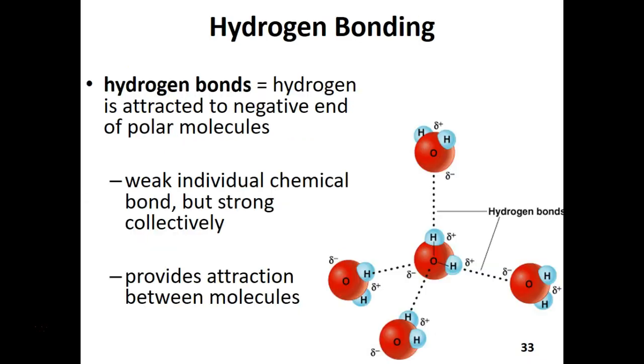And because of this, in polar molecules, we can have hydrogen bonding occur, where the partial positive charge of the hydrogen is attracted to the partial negative charge of another oxygen, or another partially negative charged particle. And these produce hydrogen bonds. Hydrogen bonds are super weak. Like if you have a single hydrogen bond, you're not going to have anything sticking together. But what happens is they're weak individually, but when you get a bunch of them together, they are strong.